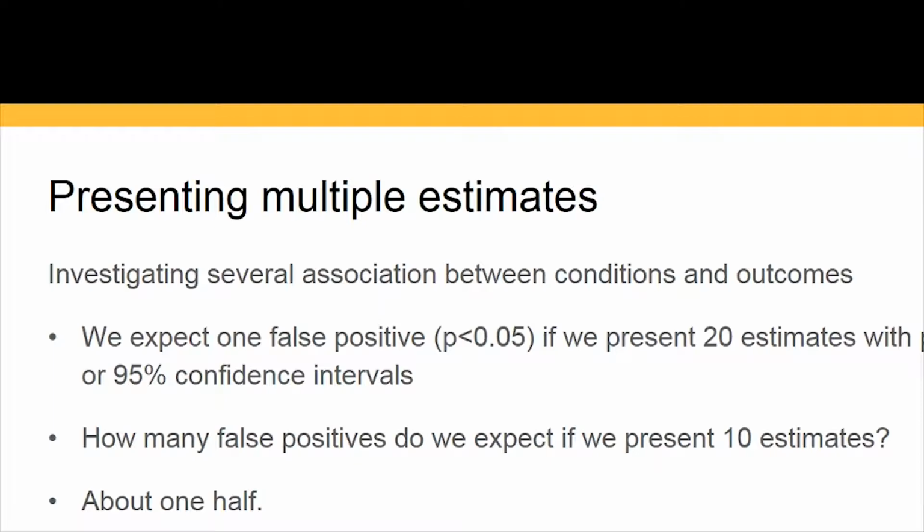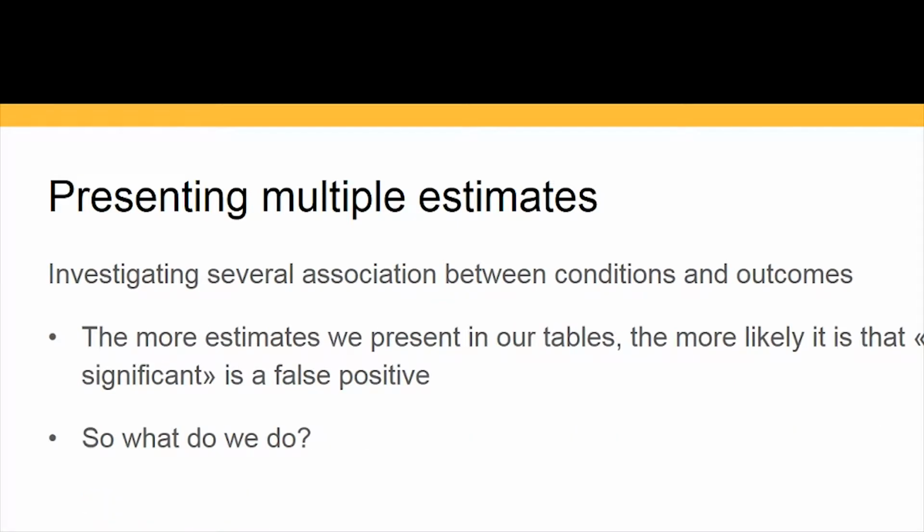So we expect the lowest among 10 p-values to be quite low, even if there is no effect. We also expect the highest among 10 p-values to be quite high, but that's not as important. So in other words, the more estimates with p-values or confidence intervals we present in our tables, the more likely it is that the most significant is a false positive. So what do we do? And I'll pause for 5 seconds here and you can shout your suggestion at the screen again.